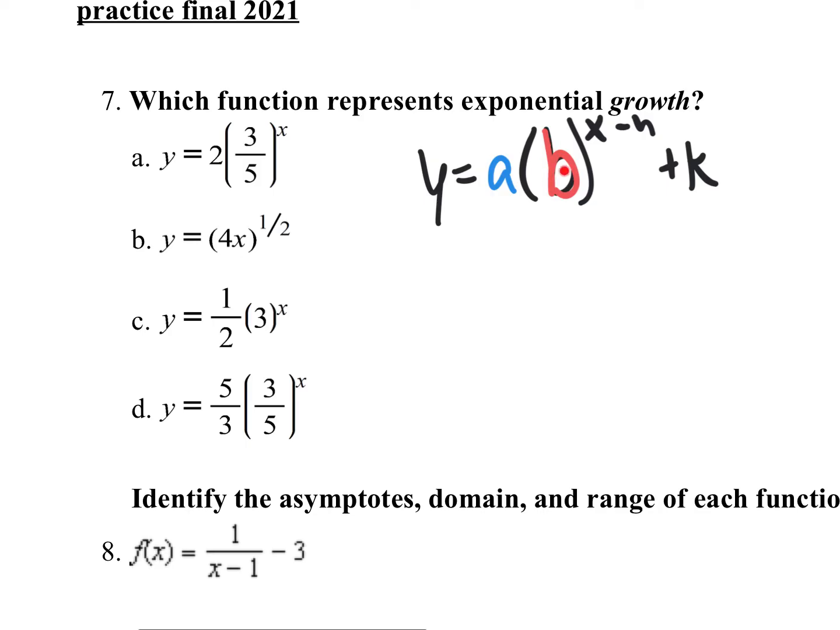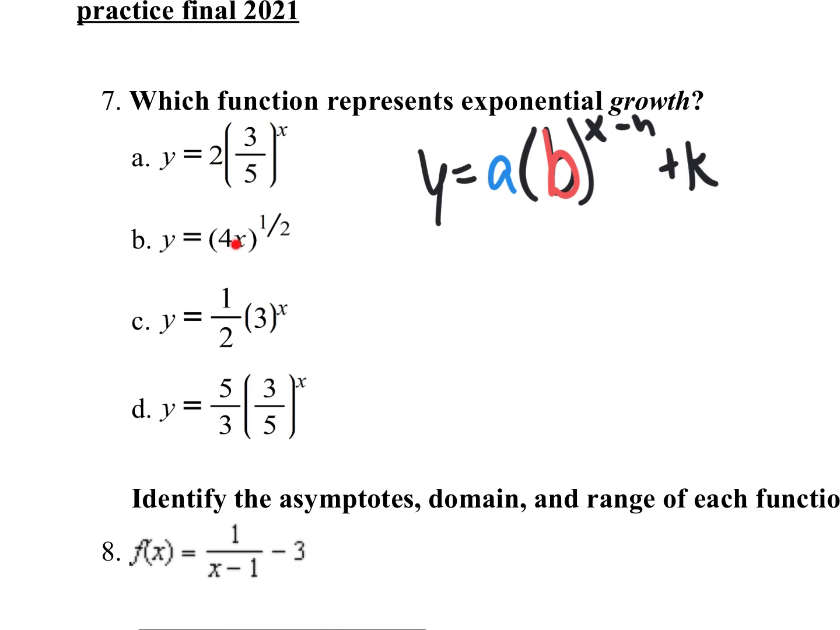So again, if the base is a value greater than 1, then it's going to grow, and that's what we're looking for. If the base is a value that's between 0 and 1, like a fraction or a decimal that's between 0 and 1, it's going to decay, all right? Anyway, this is a fraction that's between 0 and 1. That's going to be a decay.